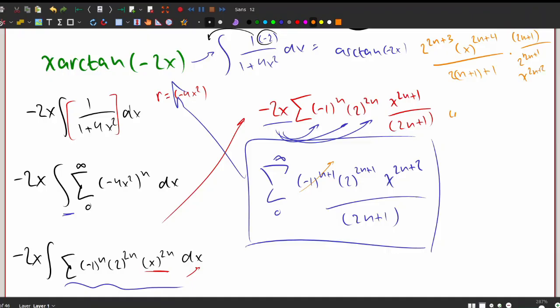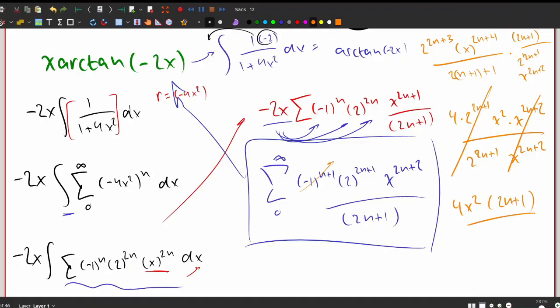I'm going to write this as 4 times 2 to the 2n plus 1. I'm going to write this as x squared times x to the 2n plus 2, over 2 to the 2n plus 1 and x to the 2n plus 2. These will cancel out, these will cancel out. Now what we're left with is 4x squared times 2n plus 1 divided by 2n plus 1.